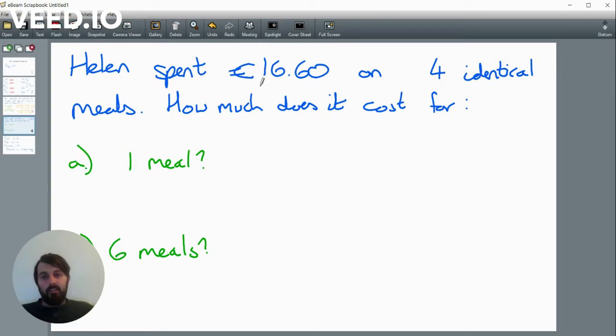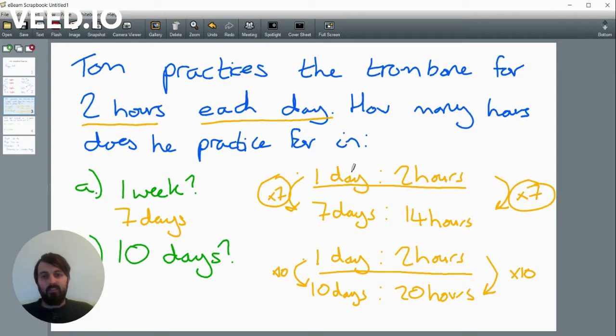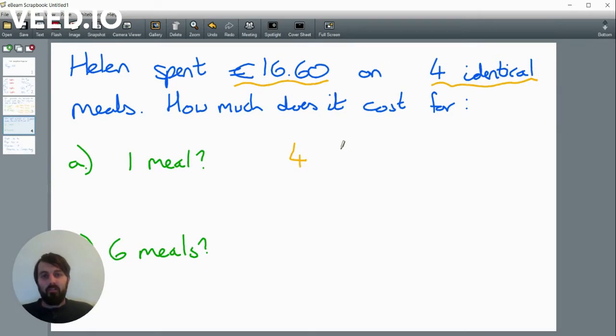Helen spent €16.60 on 4 identical meals. It's important that they're identical because that means that they cost the same amount. Okay. How much does it cost for one meal? Well, we can make our ratio again. I like to put the simpler number at the front. That's why I did it here as well. 1 day for 2 hours. 4 meals, €16.60.